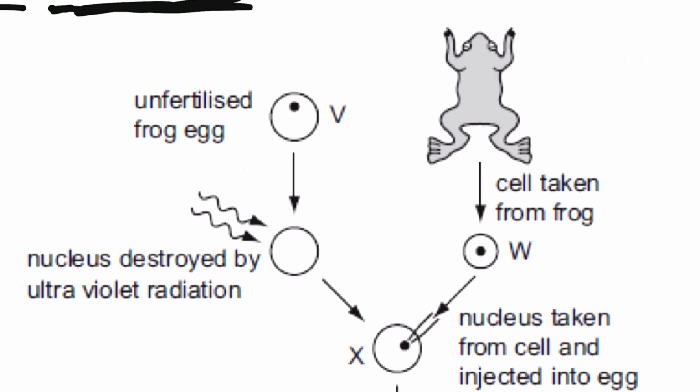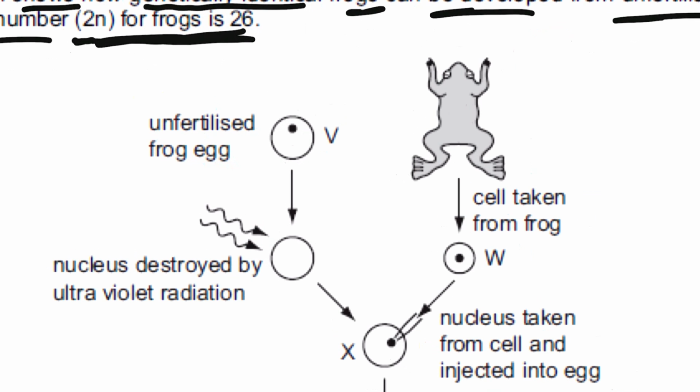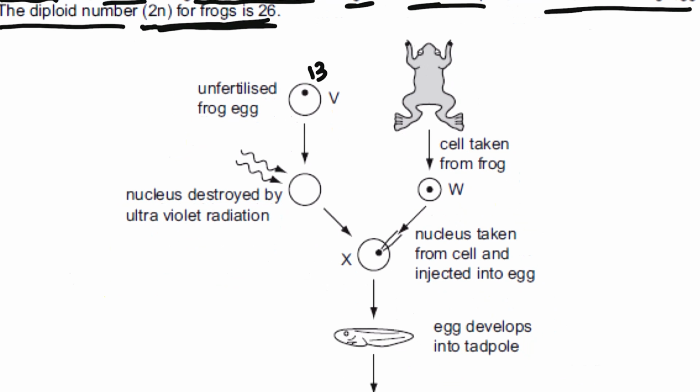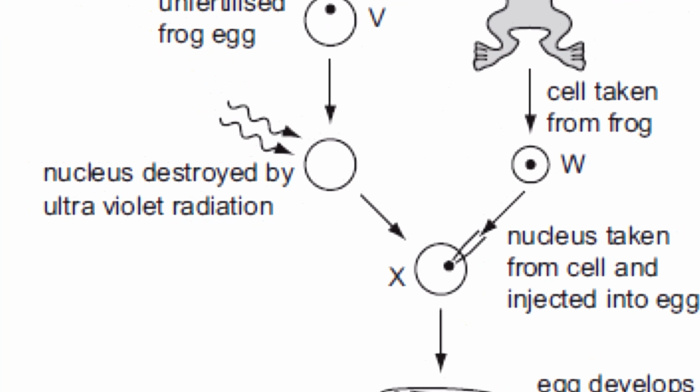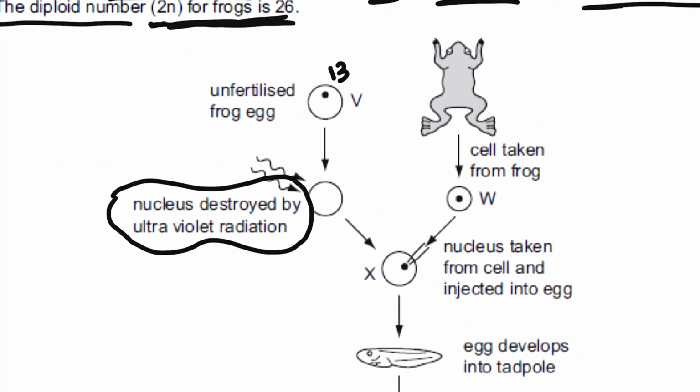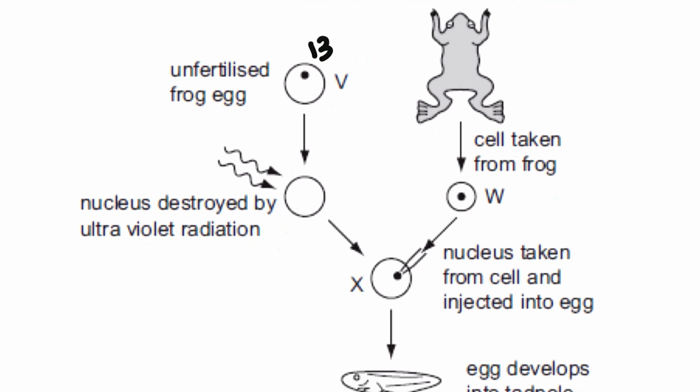So if we talk about V, which is the unfertilized frog egg, eggs are gametes as you all know, and gametes are formed by meiosis. And because gametes are formed by meiosis, gametes are haploid, so they have half the number of diploid chromosomes, right? They have half the diploid number. So if the diploid number is 26, that means the chromosomes in V will be 13. Okay, so what happens over here is that the nucleus is destroyed by the ultraviolet radiation. As a result, the nucleus is lost.